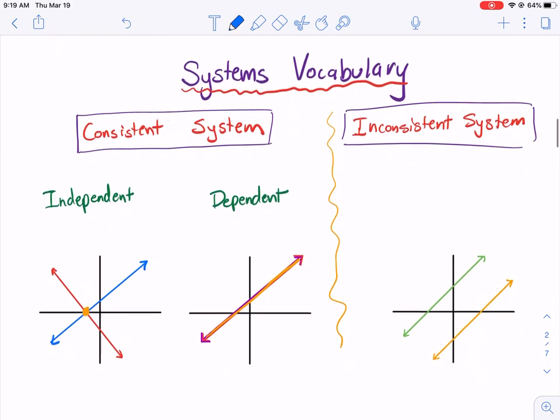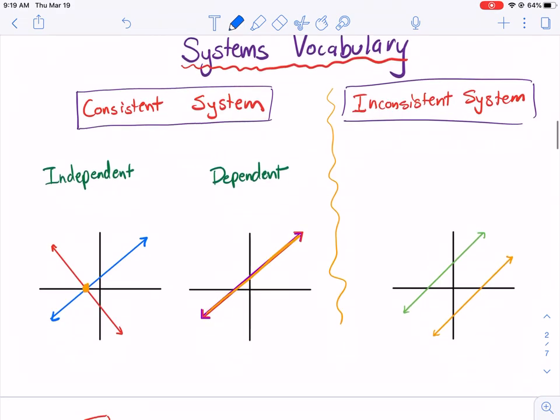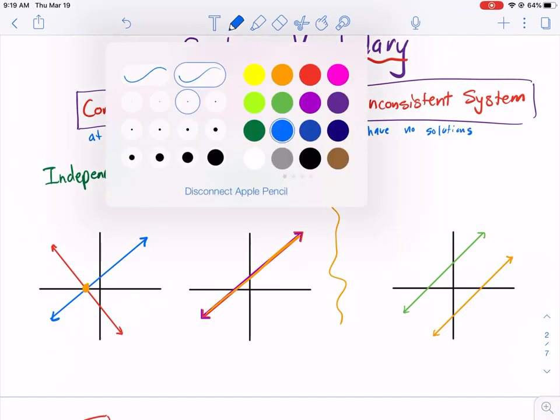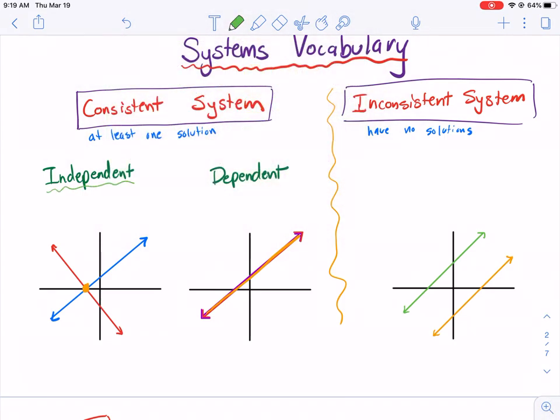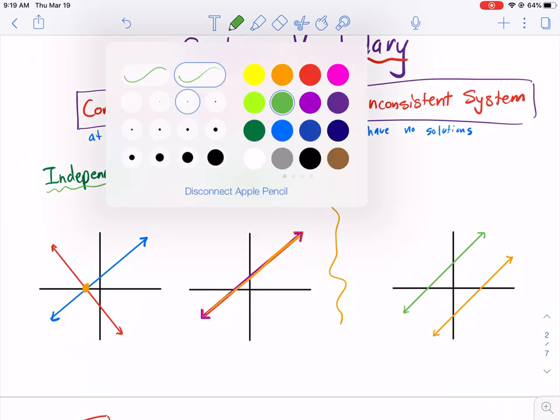Moving on to systems vocabulary, we'll see that there's two main types of systems, and there's consistent, which means at least one solution. Inconsistent systems have no solutions. Now, let's take a closer look at consistent systems. Okay, they have at least one solution, so that means there's probably multiple types. The first type is independent.